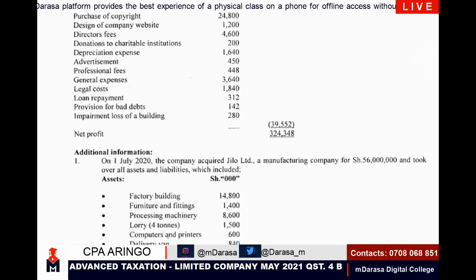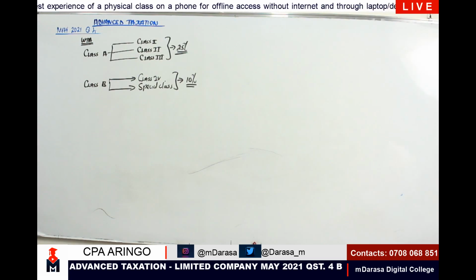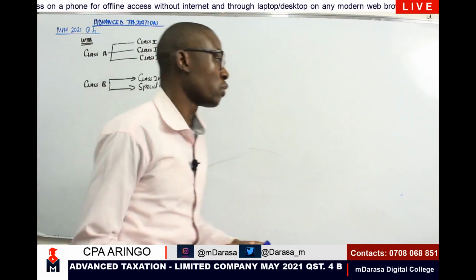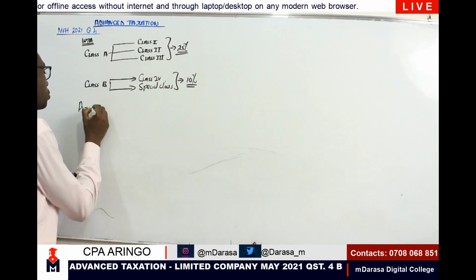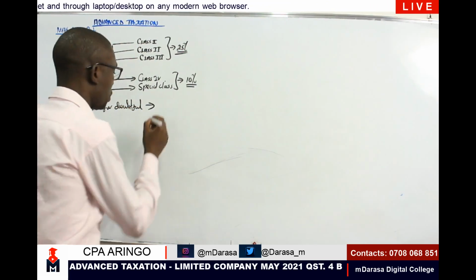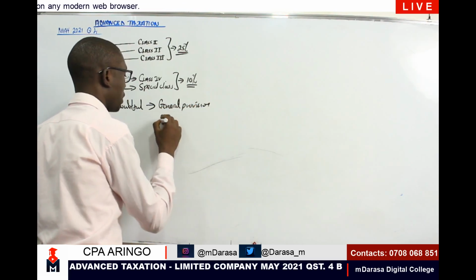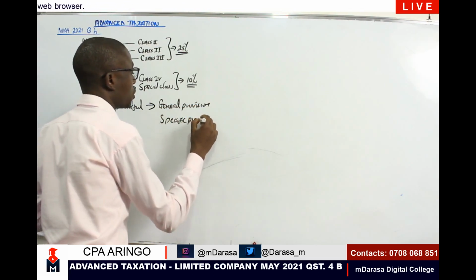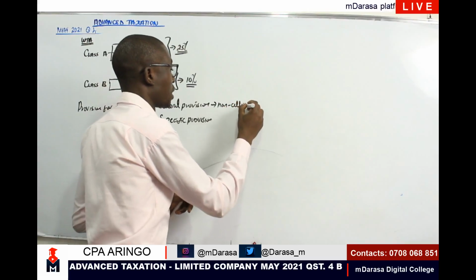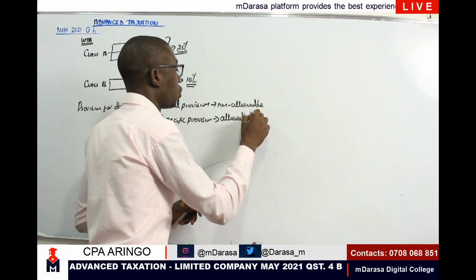We also are given provision for bad debts. Again, Mwalimu would want to explain something on provision for bad debts. This is what must always tend to stick at the back of our mind. Anytime, my good students, anytime you're talking about provision for doubtful debts, you should always recall this. We have two: general provision, and we have specific provision. So if we are to talk of a general provision, this one is non-allowable expense. And if we are to talk about specific, this one is allowable expense. So kindly always have this in mind.